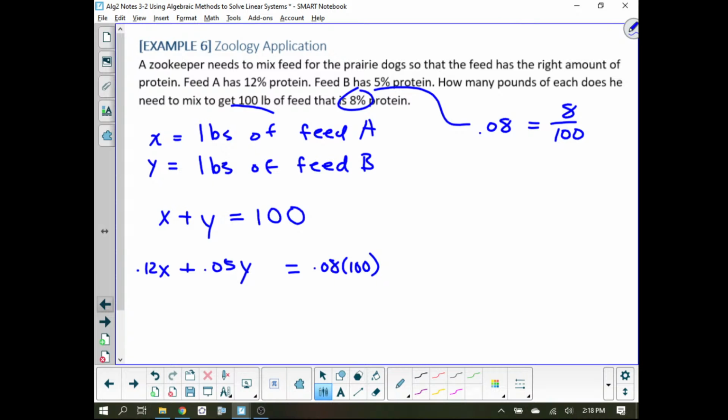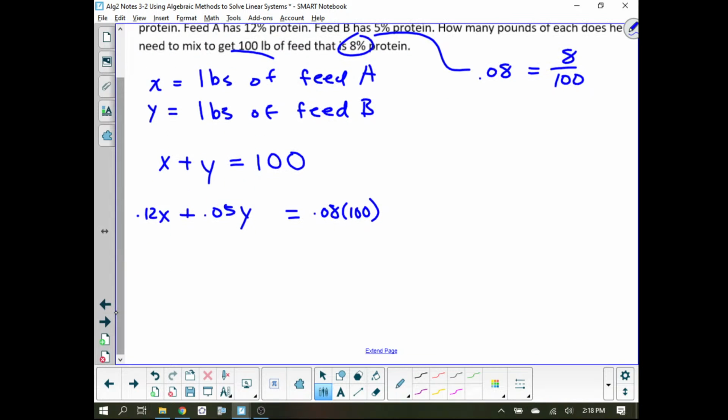Is this okay? Now, notice this, I could go ahead and multiply this over here. 8% times 100 is just 8. So this equation could be written as 0.12x plus 0.05y equals 8. I really don't like those decimals. There's no good reason, but I just don't like the decimals. Could I get rid of them? Is there a way to eliminate the decimals?